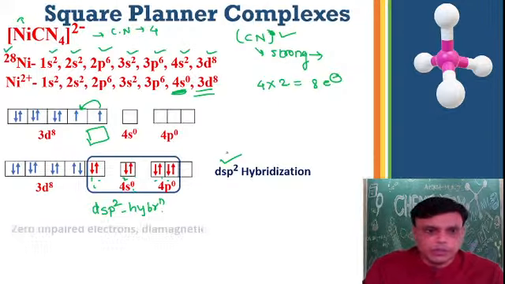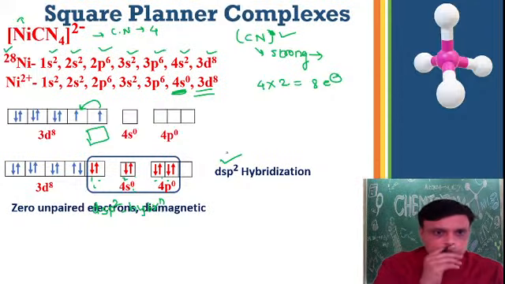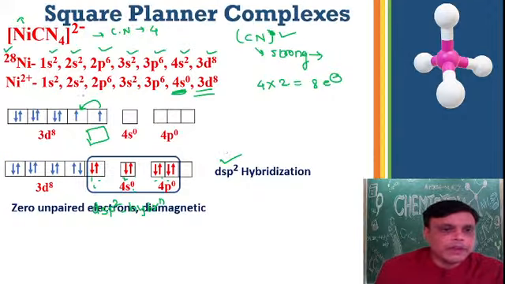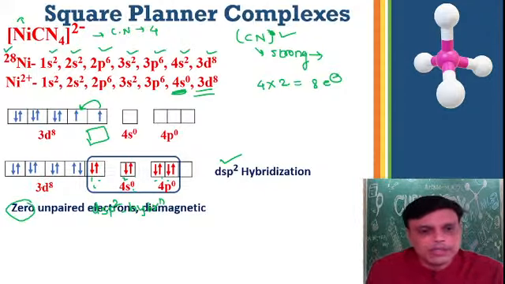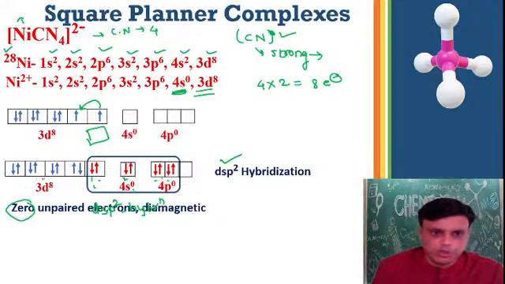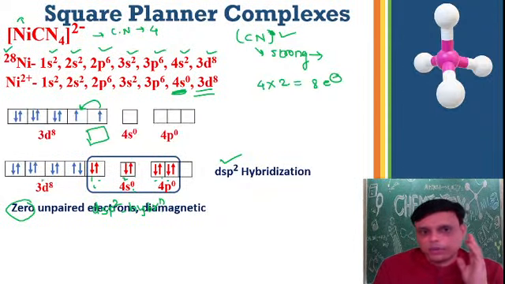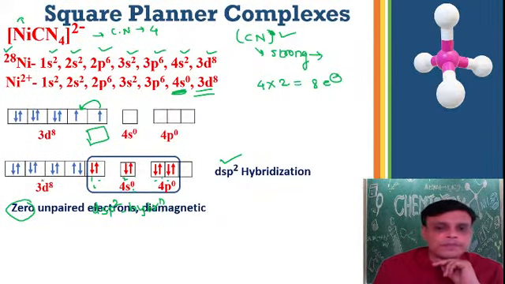Hybridization will be dsp2. Now what about the number of unpaired electrons? Here there are no unpaired electrons. 0 unpaired electrons are present. How many unpaired electrons? Total number of unpaired electrons 0. Now if the unpaired electron is 0, that means what?